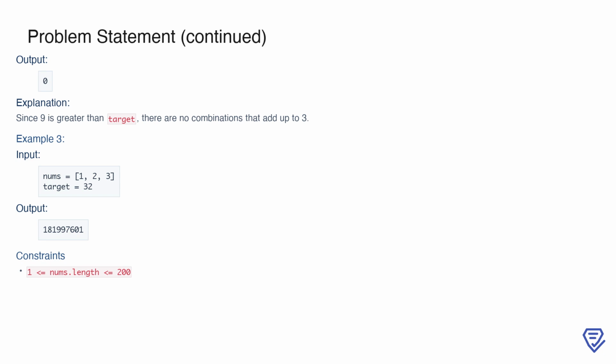Suppose nums is 1, 2, 3, and the target is 32. In this situation, the number of valid combinations is a very large number, 181,997,601. This shows that while the problem can involve significant computation for larger targets, the constraints ensure the solution will always fit within a 32-bit integer. It emphasizes the importance of an efficient algorithm, as brute forcing through all possible combinations would be infeasible for such high values of target. The input constraints, such as the maximum length of nums and the upper limit on target, ensure that the problem remains solvable within reasonable computational limits.